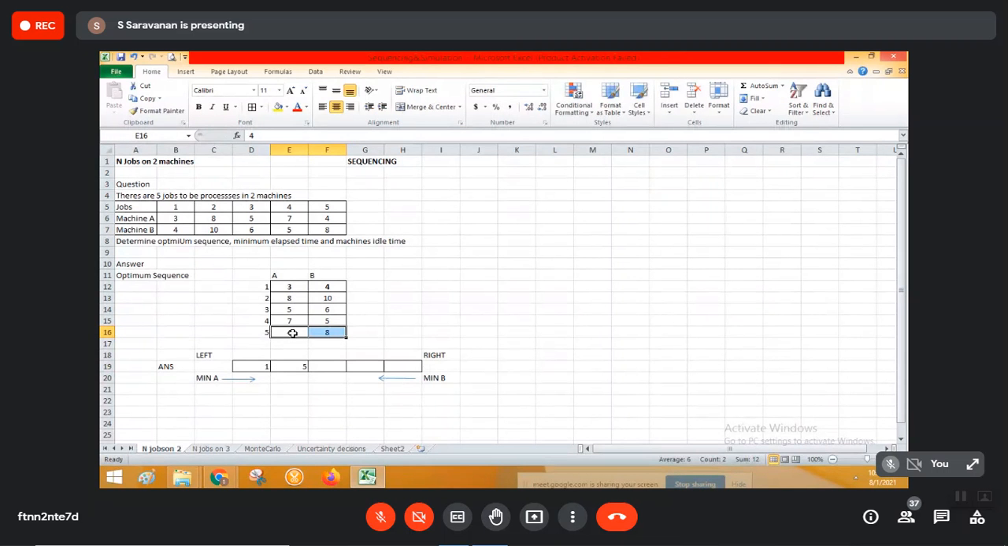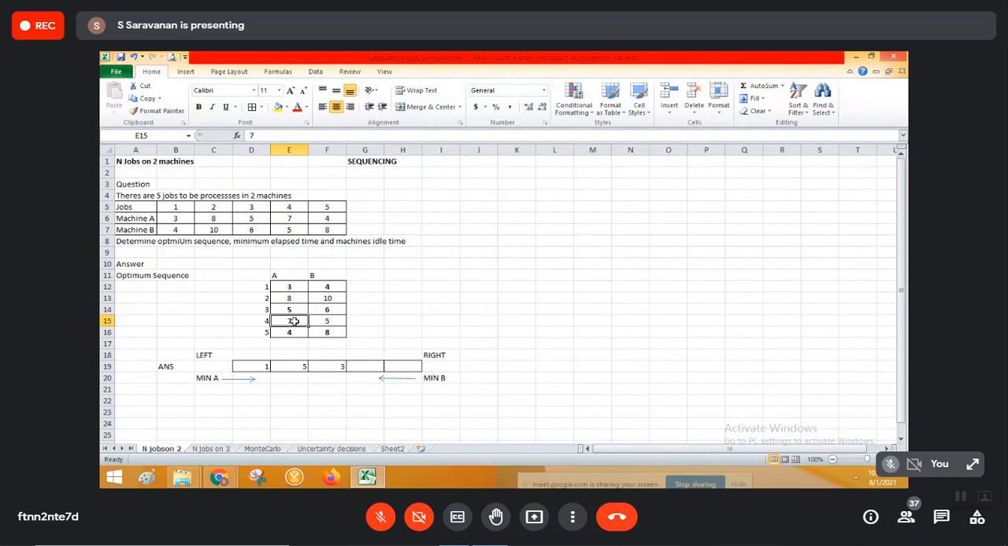Then which is minimum? Of 8, 10, 5, 6, 7, 5, the minimum is 5. So 5 and 5. You see, this 5 is corresponding to A and this 5 is corresponding to B. When I say B, it should start from right and A should start from left. So simple. Here it is 3, another one it is 4. I have taken this, so this is completed.